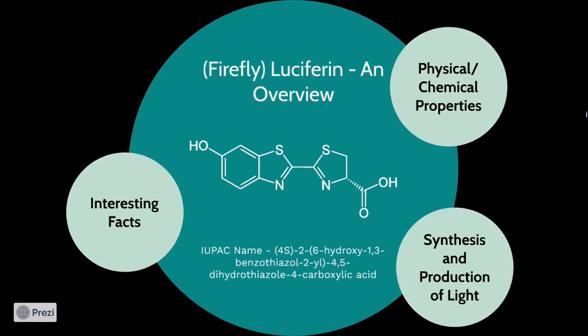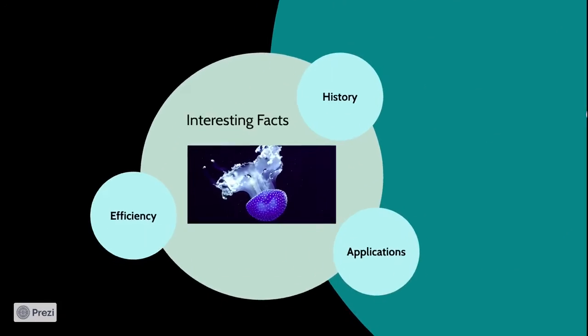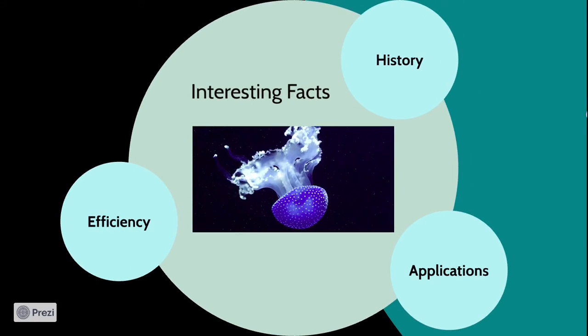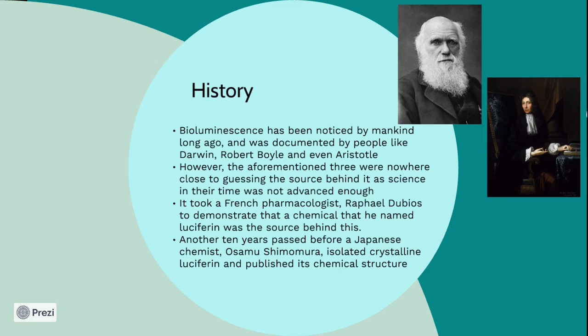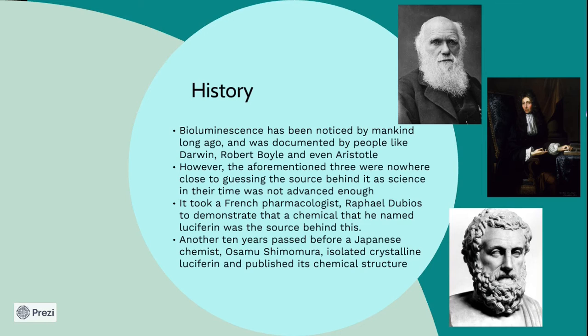So now we can move on to looking at some interesting facts about luciferin. So first off, we can start with its history. Bioluminescence has been noticed by mankind since ancient times. The first people who for sure documented it include Darwin and Robert Boyle. However, even people as far back as Aristotle seem to have mentioned it. But the aforementioned three were nowhere close to figuring out the source behind the bioluminescence, as the science of their day had not evolved enough.